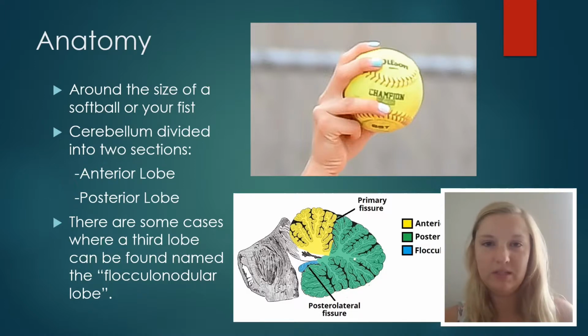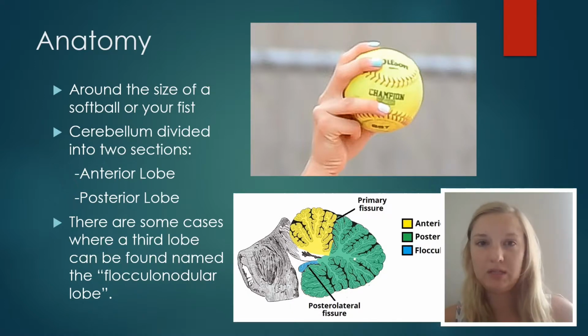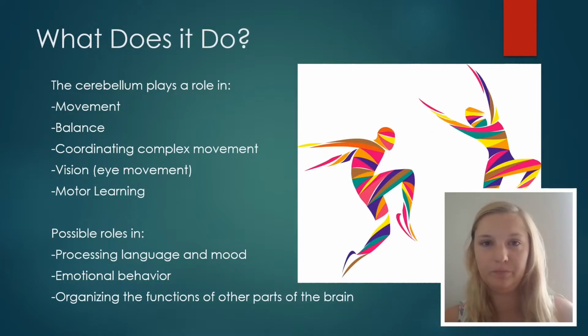The cerebellum is divided into two different lobes, the anterior lobe and the posterior lobe. In some cases, a third lobe, named the flocculonodular lobe, is found. As you can see in the photo at the bottom of the screen, the lobes are divided into the three different portions and color-coded.